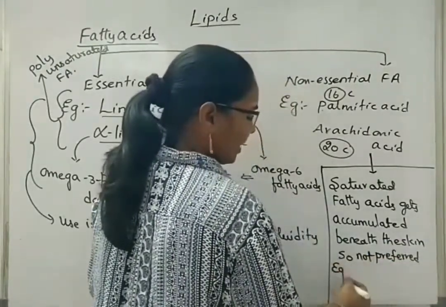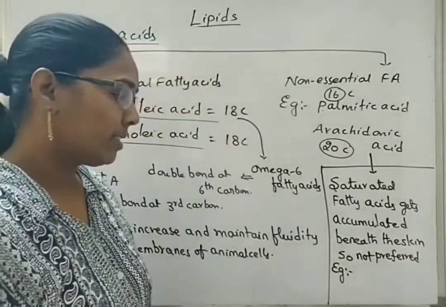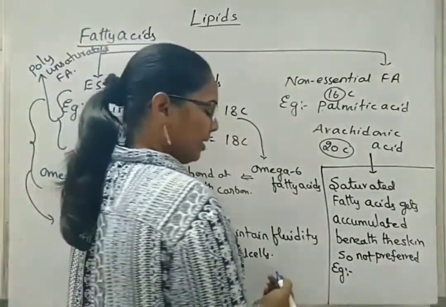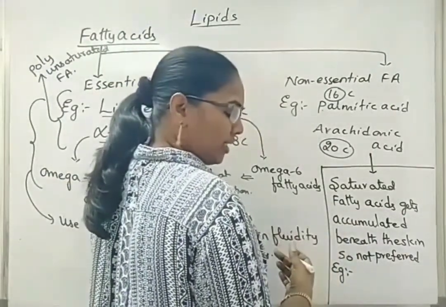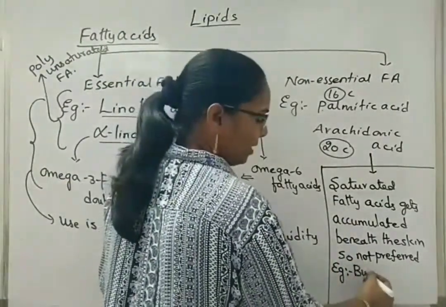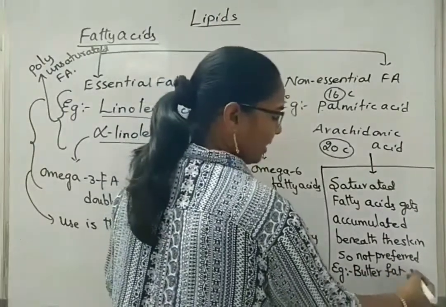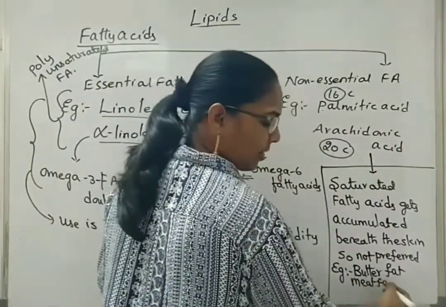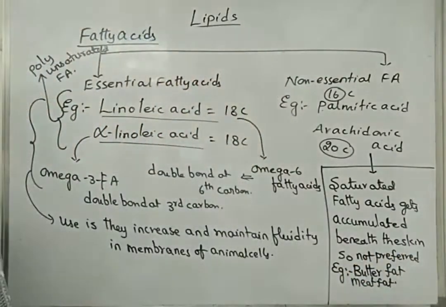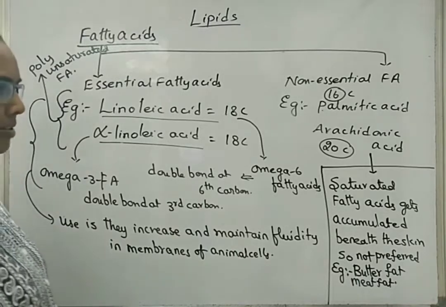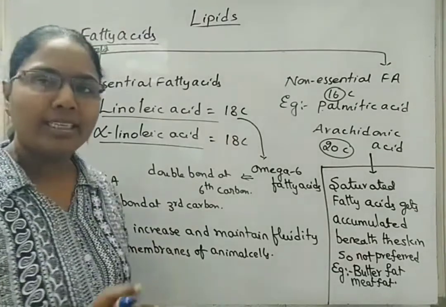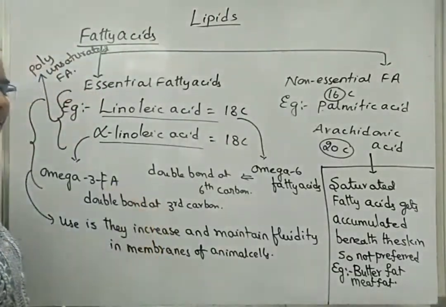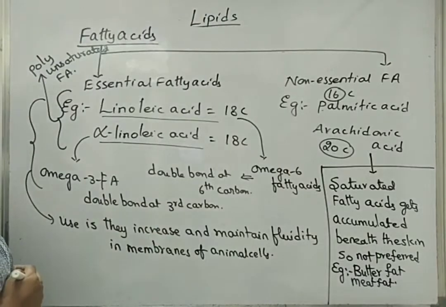Here, what examples can we take under saturated fatty acids that still exist in human beings who are taking in these saturated fatty acids in the form of diet? Examples can be butter fat, meat fat, etc. So, for the animal body, saturated fatty acids are not preferred, but unsaturated fatty acids are preferred, and most of the unsaturated fatty acids are not synthesized in the body. So the animal body needs to take in those unsaturated fatty acids like linoleic, alpha linoleic, etc. in the form of diet.